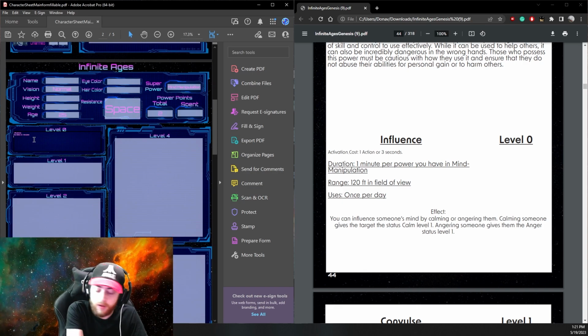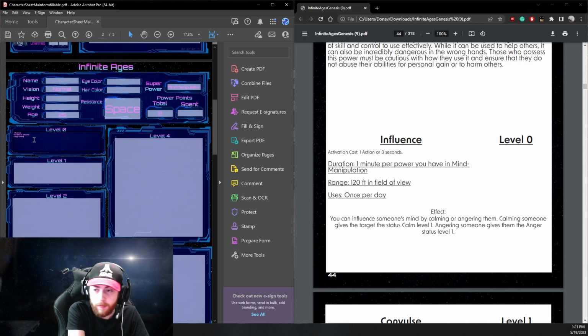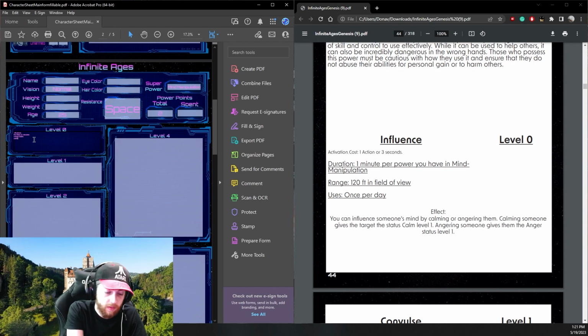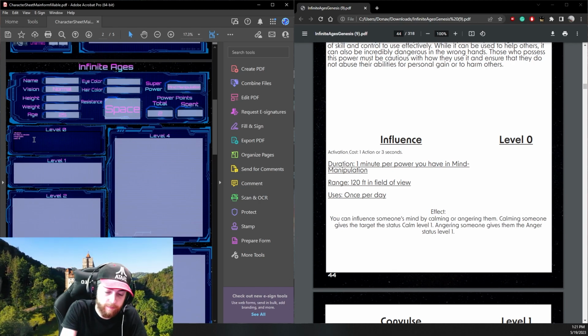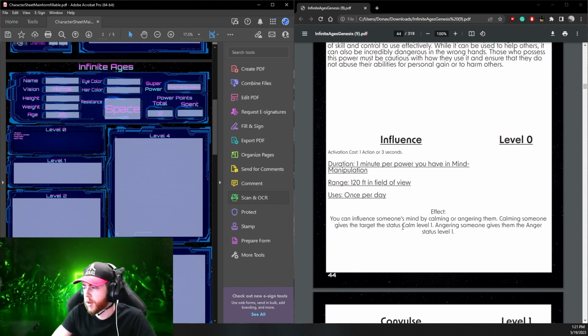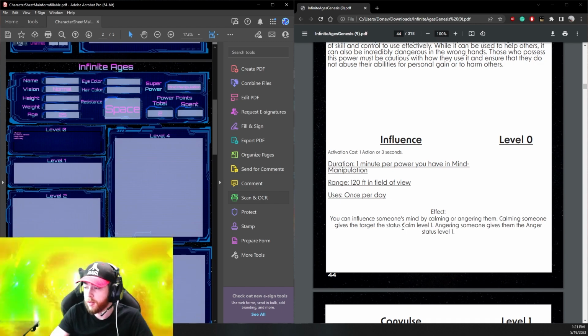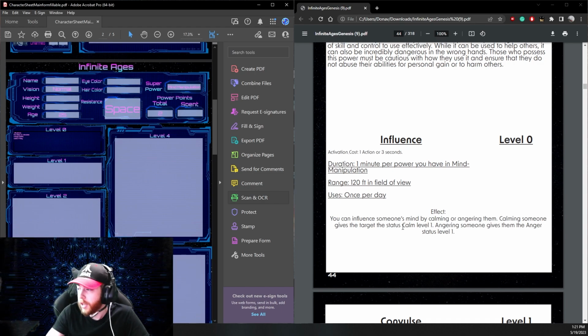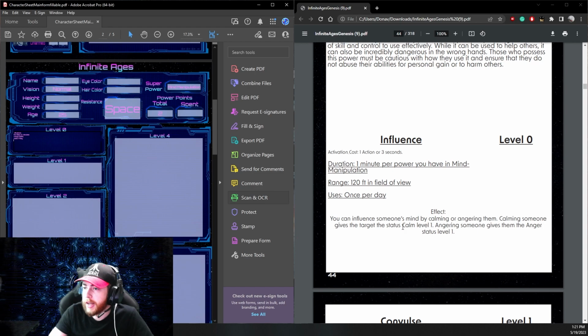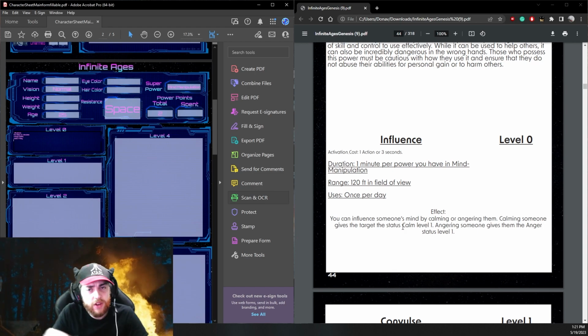And then we can use it for a range of 120 feet. The uses we have for this is once per day. So you can influence someone's mind by calming or angering them. Calming someone gives the target the status calm level 1. Angering gives them anger level 1. Anger is a hindering stat. It's kind of like blind rage, essentially.